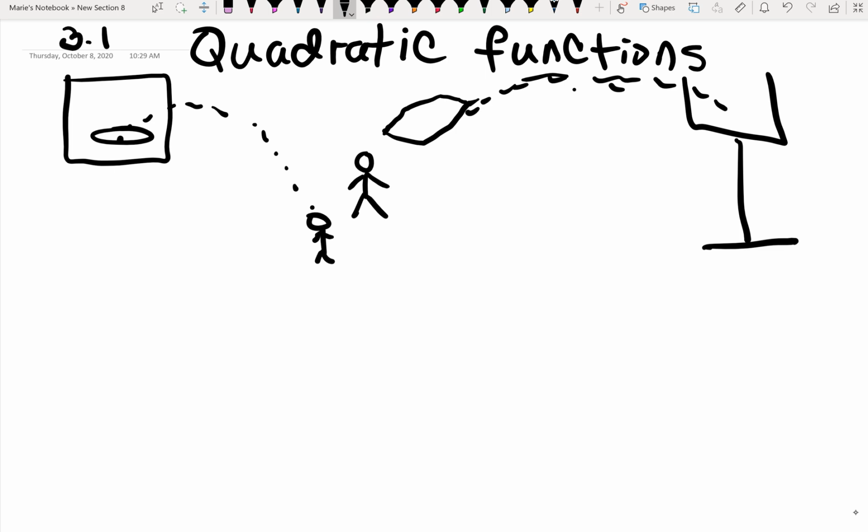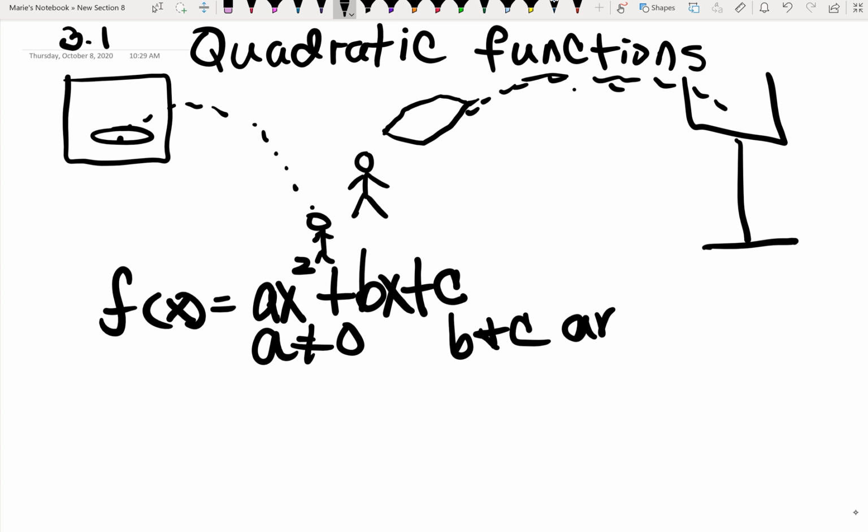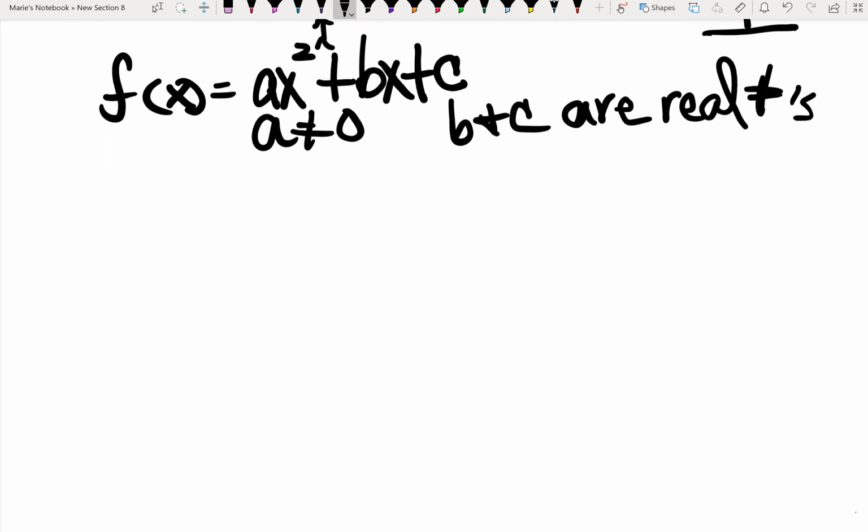So a quadratic function generally is, as I've stated in prior lessons, f of x is equal to ax squared plus bx plus c. And we're also assuming that a is not 0. And in this case, we're assuming that b and c are real numbers. That's and, not plus. b and c are real numbers. So again, we relate to what we call a parabola.